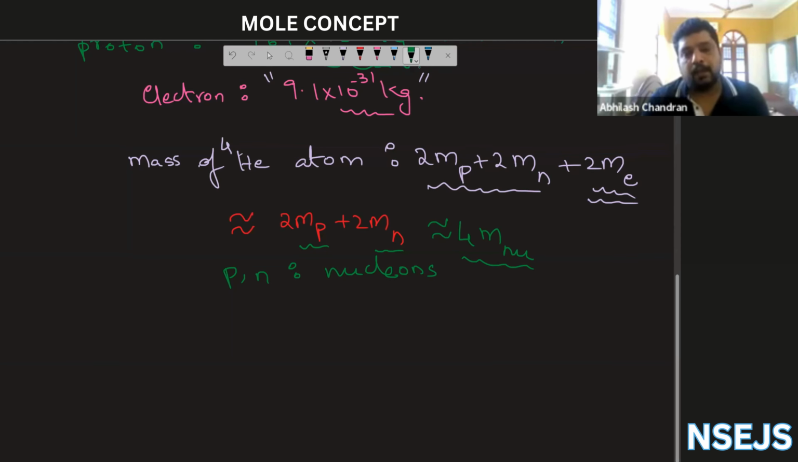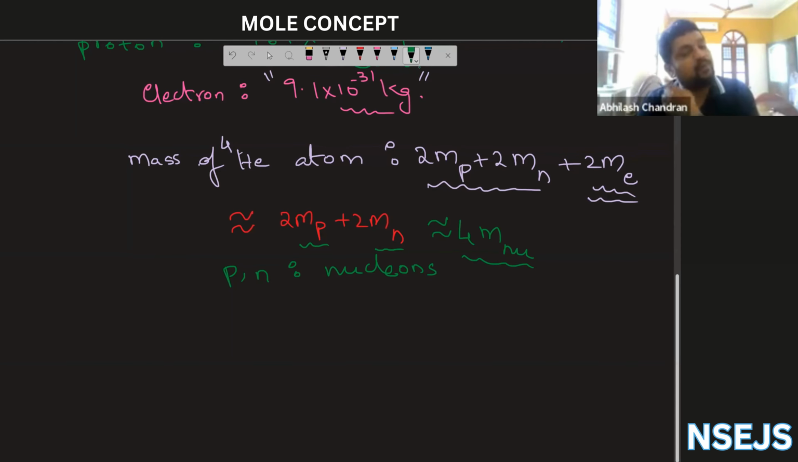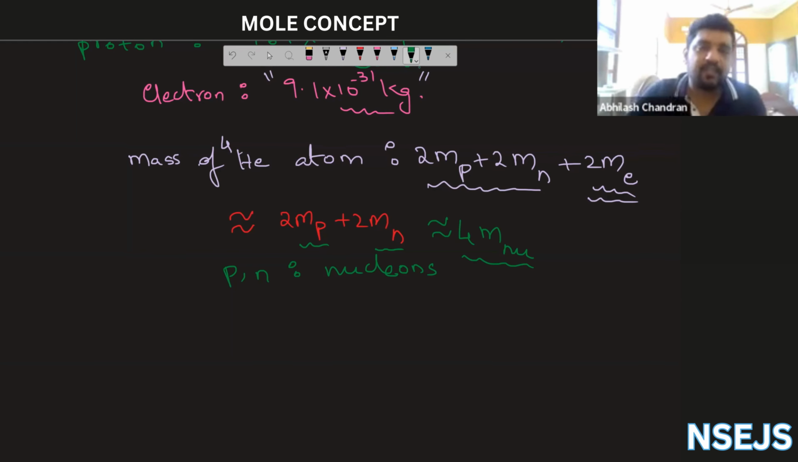Now, before we go into mole, we are going to look at some other definitions as well in this session. These are all very fundamental, very basic things that you have to know before we go any further. So this is approximately the mass of your helium atom. Whenever we speak about any physical quantity, right? Let's say that this mass of a nucleon is 1.67 into 10 to the power minus 27.